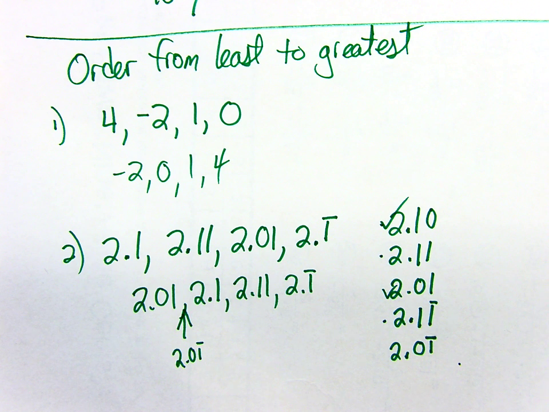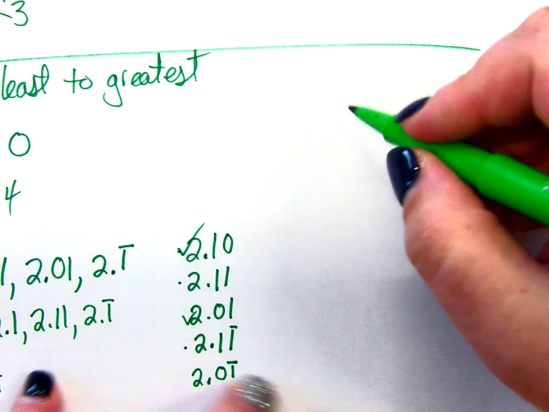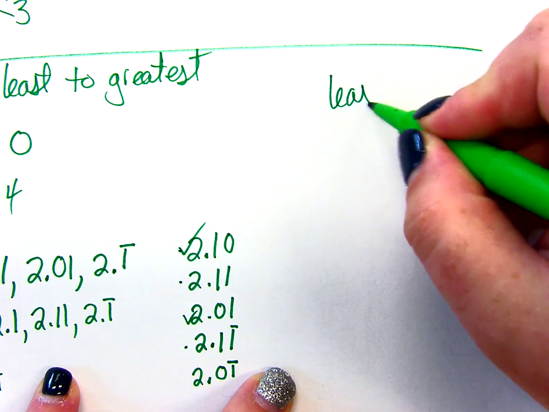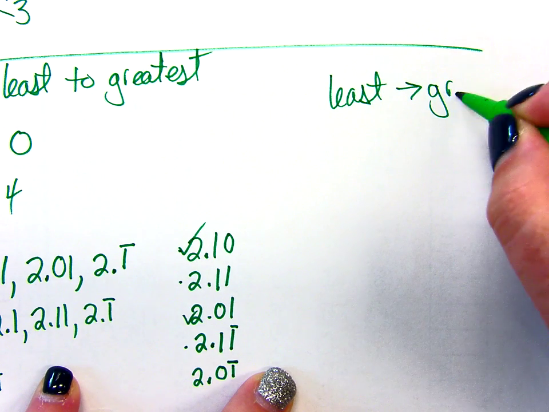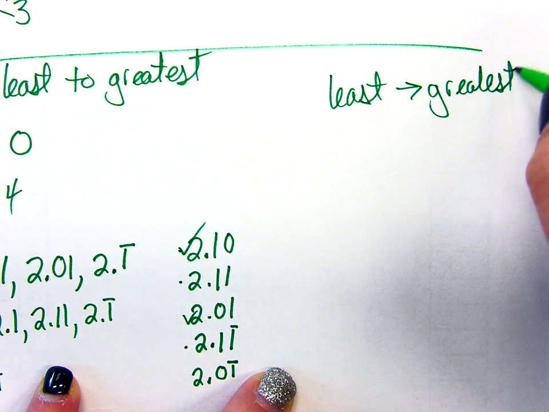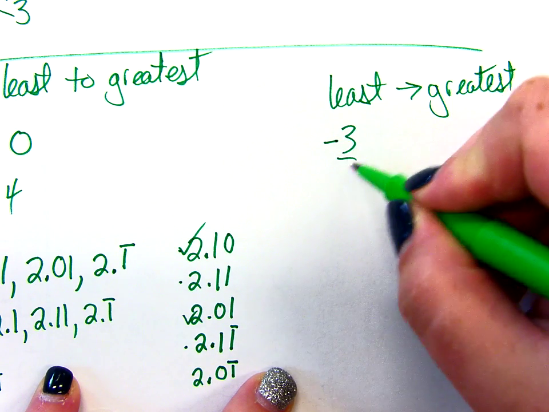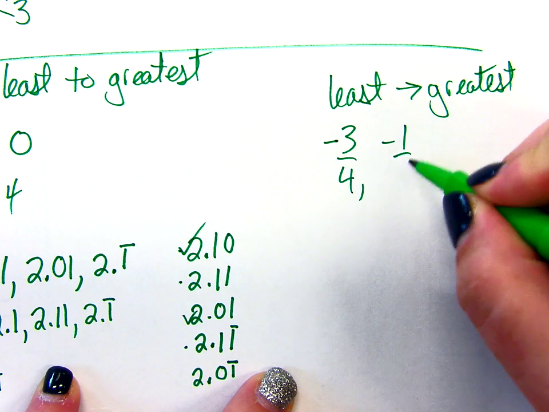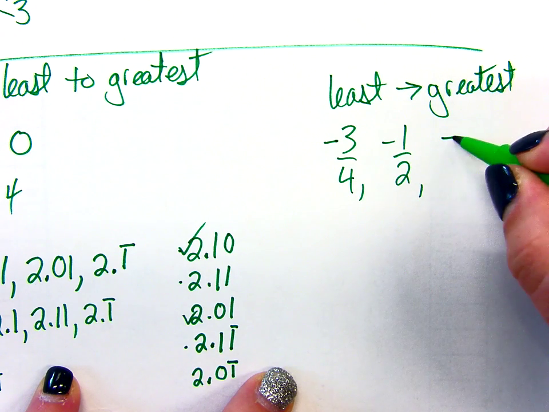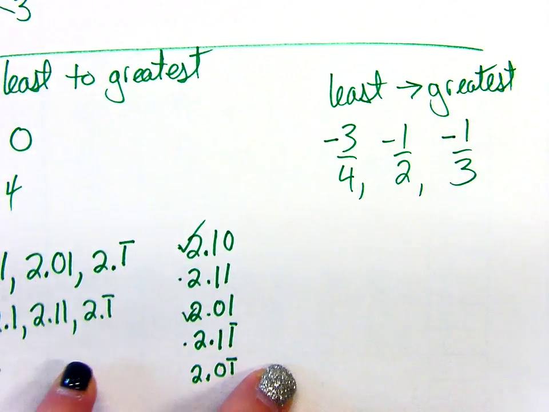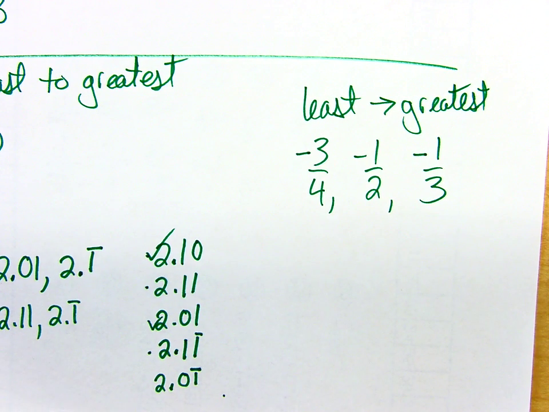Let's try one more where you're ordering fractions. Let's make it as hard as I can. They're all fractions and they're all negative. Order these from least to greatest, if you would. Let's do -3/4, -1/2, and -1/3. Order those 3 for me, least to greatest, please.